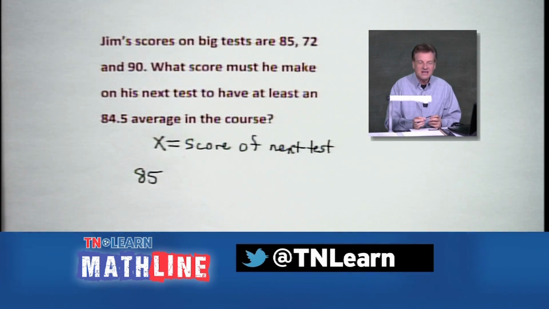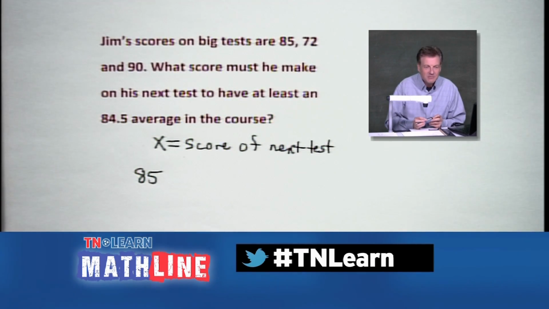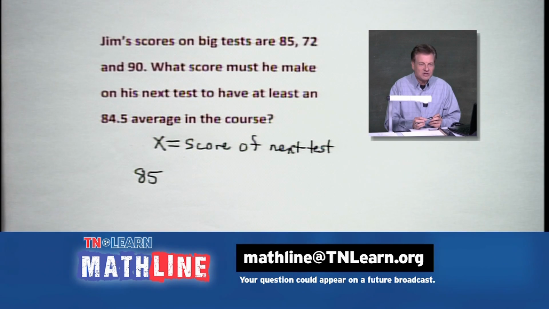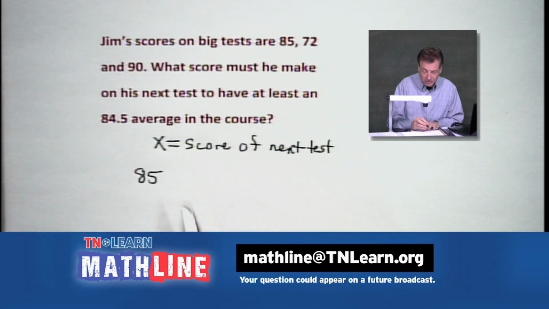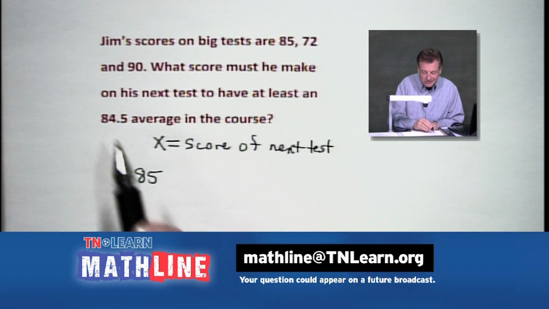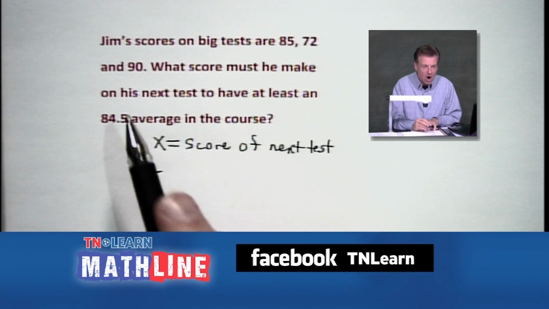You say, why did you say 84.5? Why didn't you say 85? Because in your school system and everywhere, your computer will round up at 84.5 and bump it up to 85, and that's how you get a B. So students know, hey, shoot for that 84.5, you'll be all right.